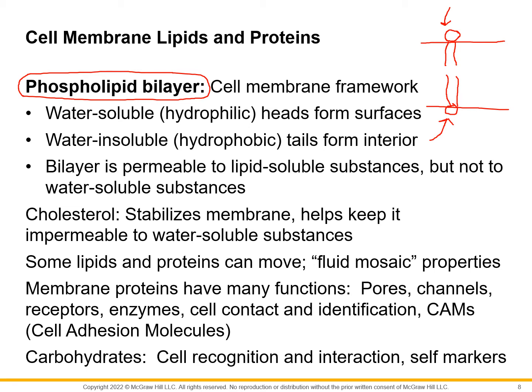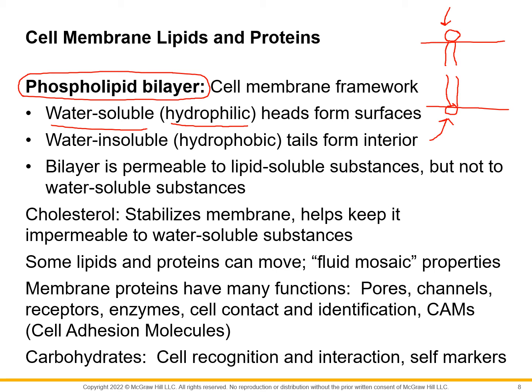Now the heads are what are referred to as water soluble. They are, again, scientifically called hydrophilic. Philic means loving. Hydrophilic means water loving. Like Philadelphia is the city of brotherly love. And if you've ever seen a sporting event in Philadelphia, you might think that it's not the best name for it. But anyway, philly means love. So hydrophilic means it's water loving.